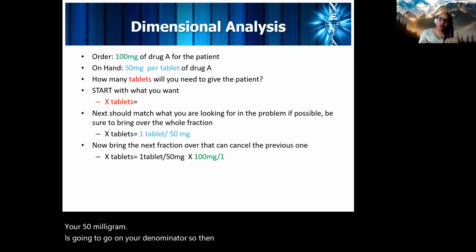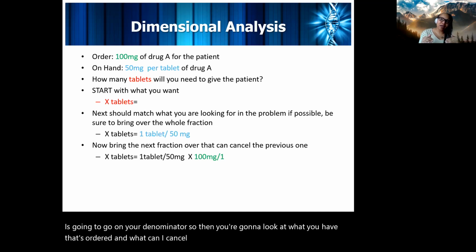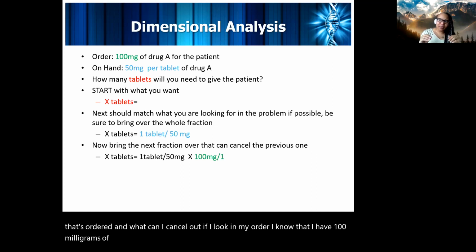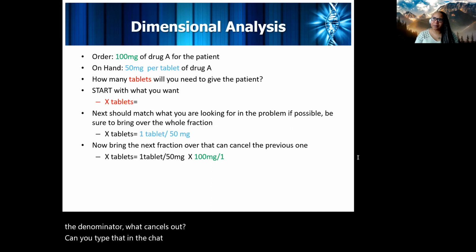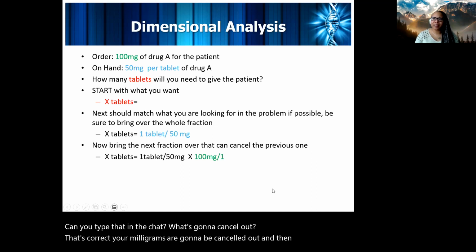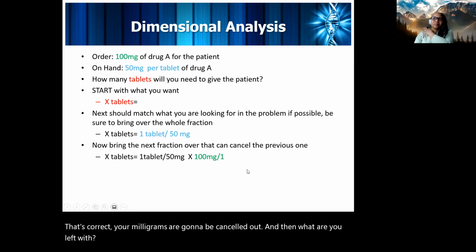So then you're going to look at what you have that's ordered and what can I cancel out. If I look at my order, I know that I have 100 milligrams of drug A. So if I put the 100 milligrams on the numerator and my 1 on the denominator, what cancels out? Can you type that in the chat? What's going to cancel out? That's correct. Your milligrams are going to be canceled out. And then what are you left with? Yes, you're left with tabs.